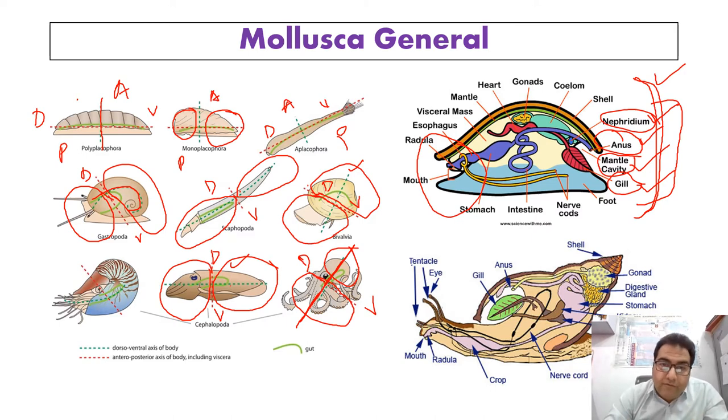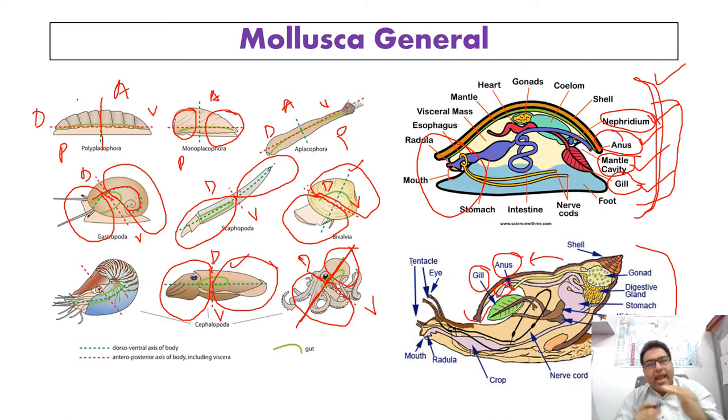But after torsion, the whole scenario changes. Now we are seeing here the organism wherein the torsion has taken place. What we see here is that the gills have moved forward, the anus has moved forward, the osphradium has moved forward, and some of the important organs, that is the mantle cavity, have also moved toward the anterior side.